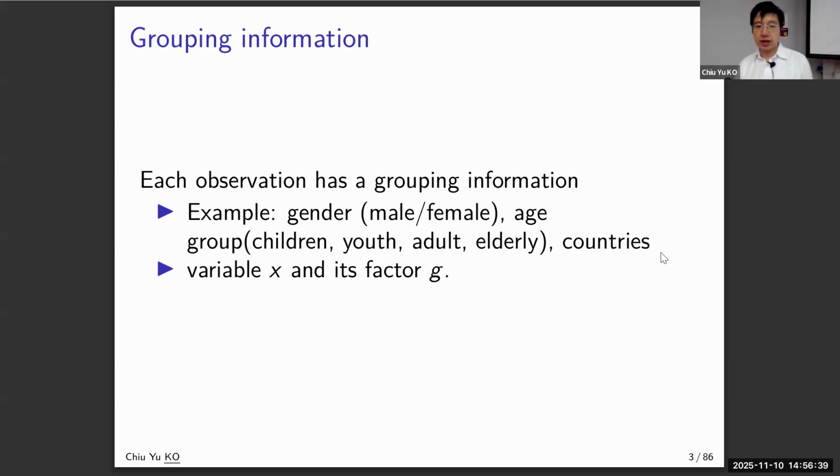So that means for each observation, we have the variable of interest X, and also the grouping. Each observation is not just a number, but we also know its group. For example, individual one wants to spend $10 and is a child. Individual two spends $20 and is an adult. Individual three wants to spend $100 and is a youth, and so forth. It's a number and a group.